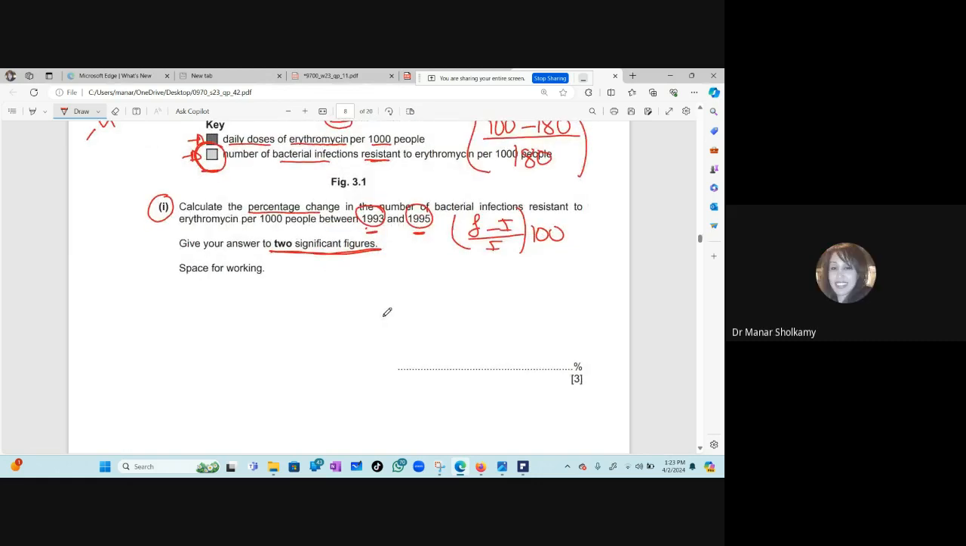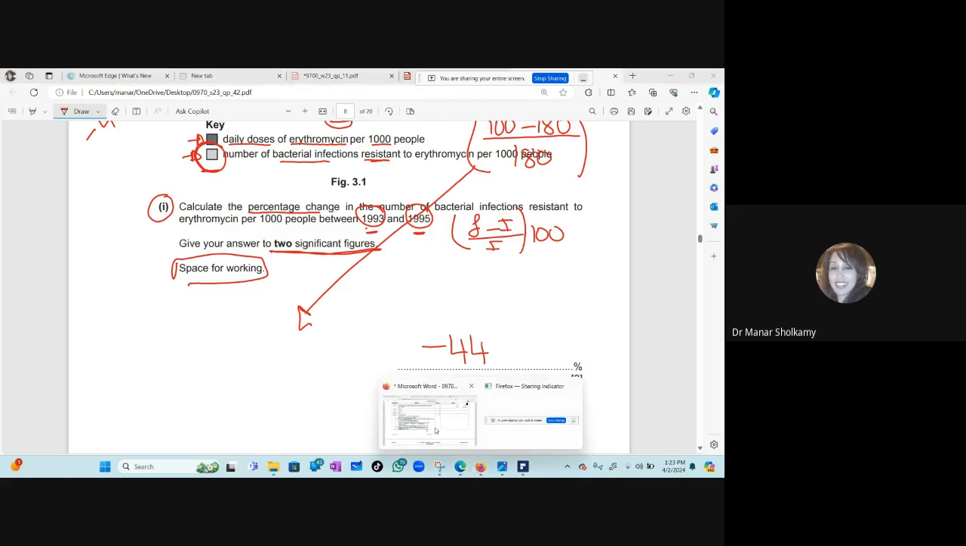Now, please be careful that you have space for working. So what we did here, you do it here. You have to show them how you got the answer. Don't just write minus 44 and that's it. There are marks for the steps.